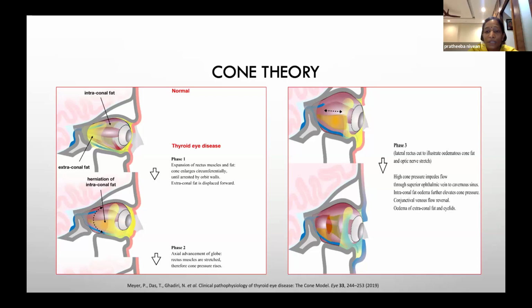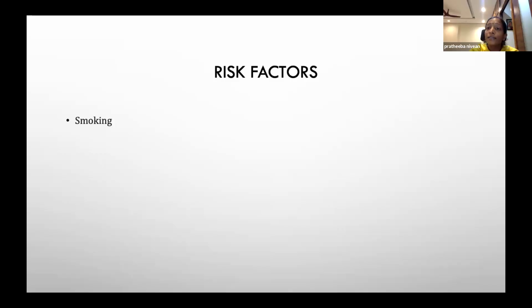The nerves start getting compression. This is what is told in the cone theory. So we should understand the risk factors of thyroid eye disease. We know that not all patients with thyroid dysfunction develop an eye disease. So what are the risk factors?